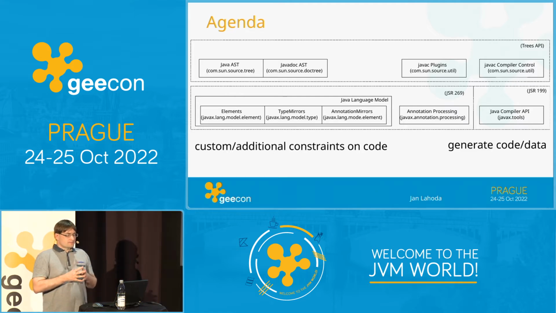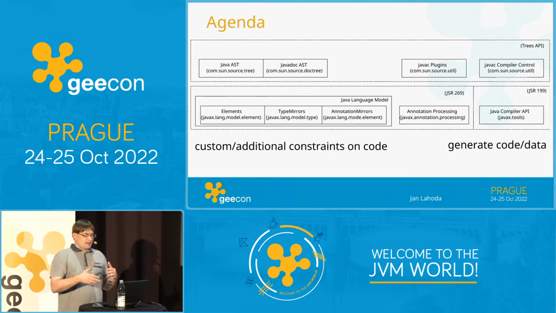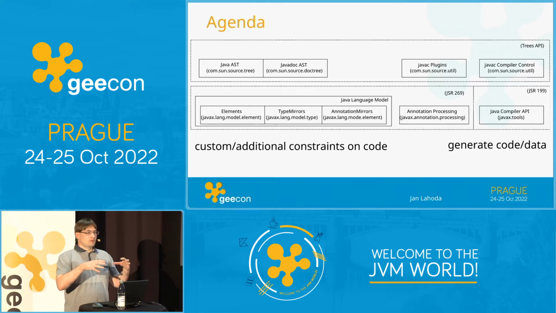And what are the uses of these APIs? There are quite a few of them, but I guess the main two for most people are, first, that we can add additional constraints on our code. We can enforce some additional rules that we want our code to have by using this API to produce errors for code that doesn't match these new constraints, that doesn't follow the rules.